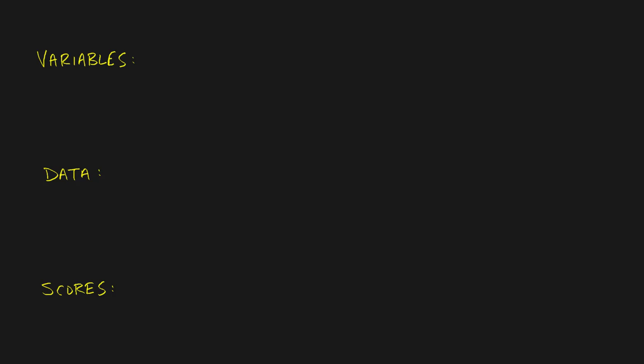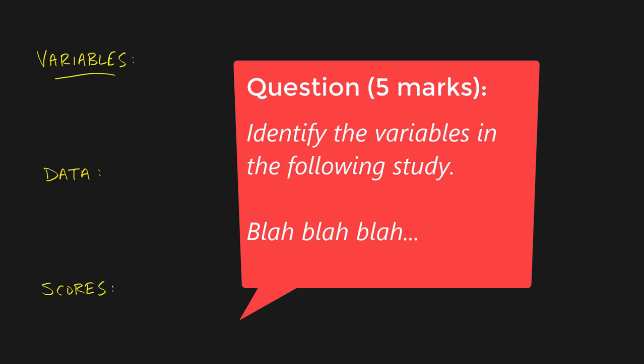Let's start with variables. Now, variables probably present the greatest challenge for students in terms of understanding. They can be a little bit tricky to distinguish, or tricky to work out what they are when you're looking at a study that was conducted, and that'll typically be the sort of question that you're going to get asked. You'll be presented with the outline of a study, or the outline of some research that was done, and you'll be asked to identify the variables in that study.